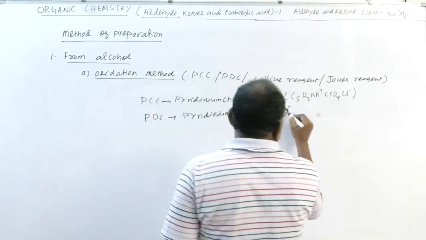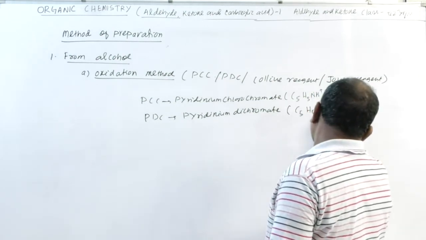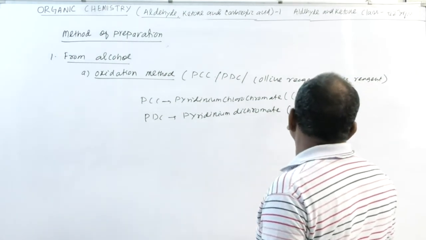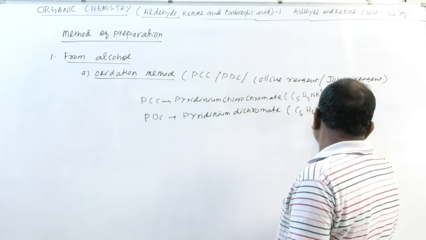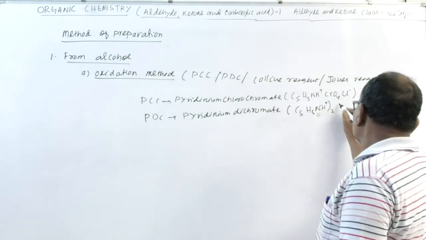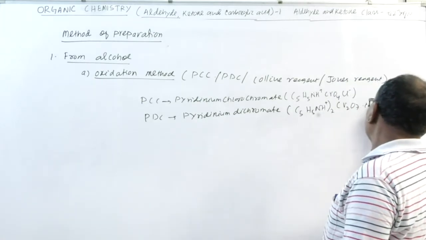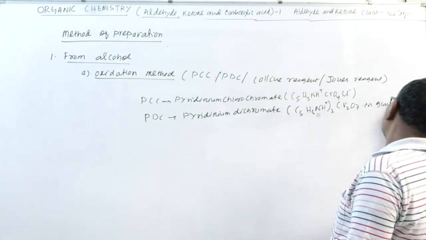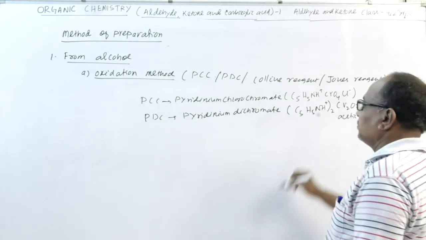But this one, that is (C5H5NH+) whole twice Cr2O7 in glacial acetic acid.